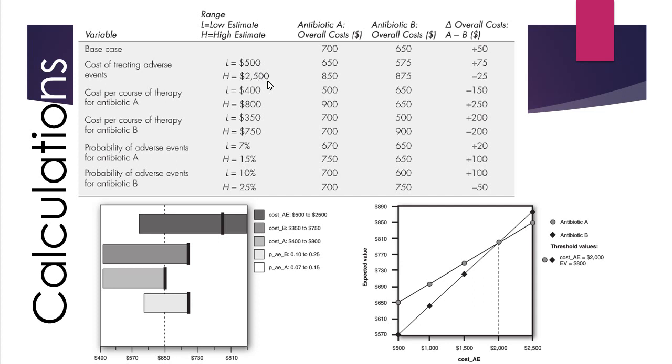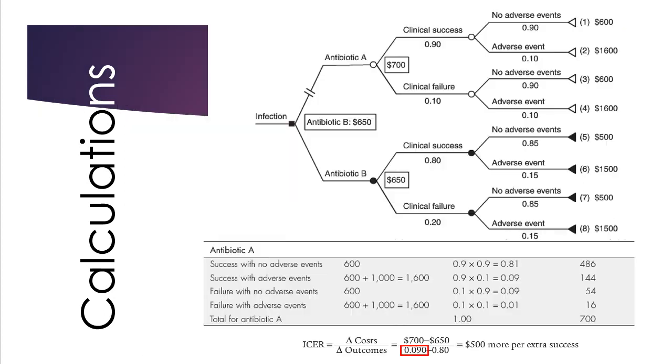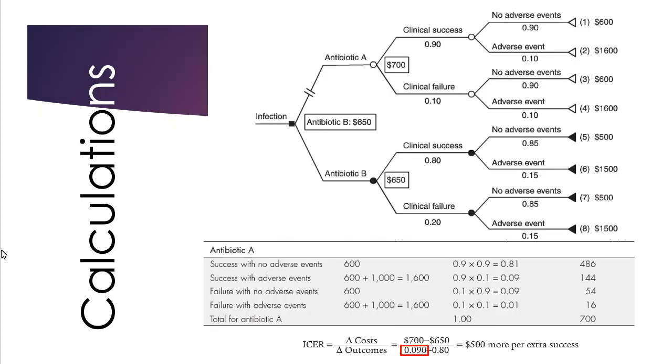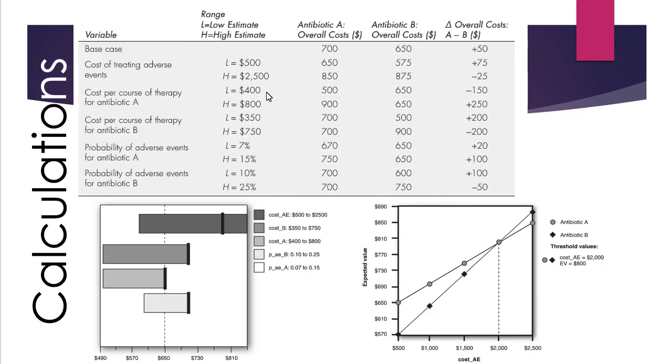The high estimate was $2,500. And the purpose of doing this is taking that low estimate, putting it into the economic analysis, which is this decision tree over here, substituting that figure, and then calculating the overall cost for antibiotic A, which is $650, antibiotic B, $575, and determining what the difference is between the two. Taking then the high estimate, $2,500, putting that again into the pharmacoeconomic analysis, and seeing what your results are, 850 compared to 875. And what's the purpose of doing this?